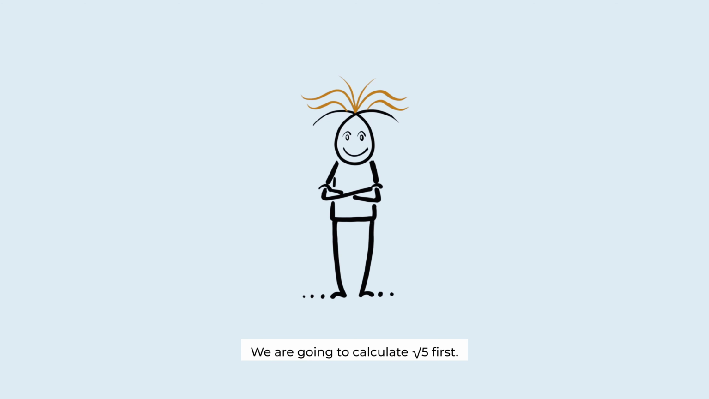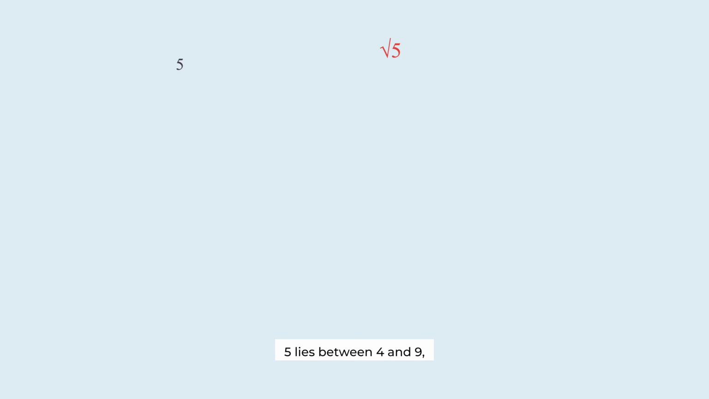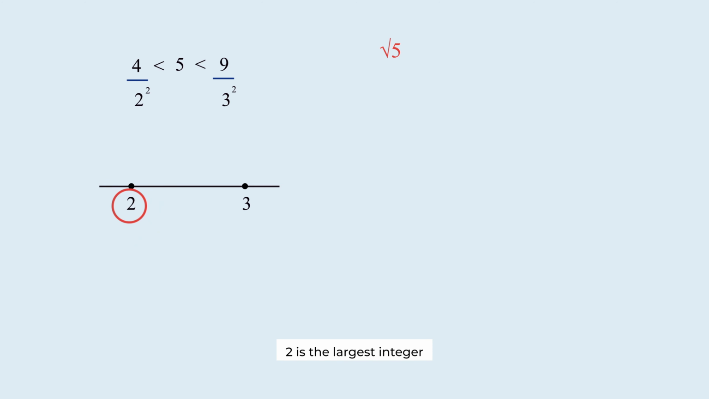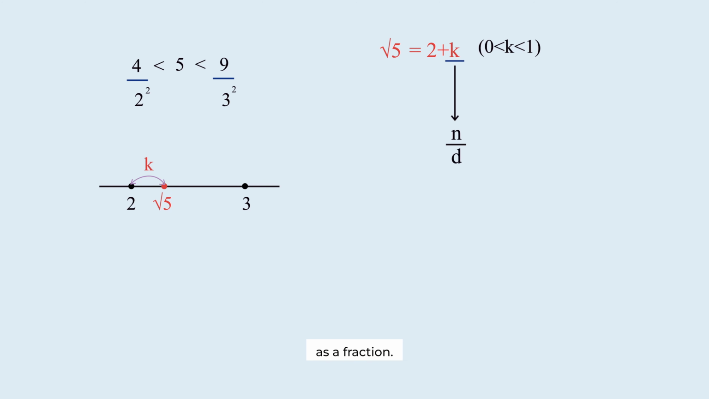We are going to calculate root 5 first. 5 lies between 4 and 9, between 2 squared and 3 squared. 2 is the largest integer smaller than root 5. So root 5 is equal to 2 plus k. K is greater than 0 and less than 1. Let's express the first approximate value of k as a fraction.